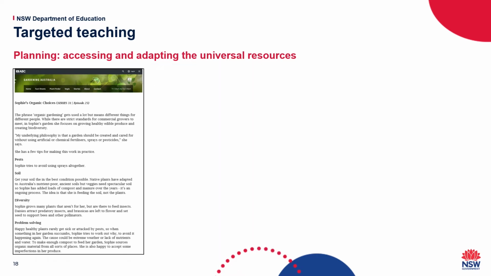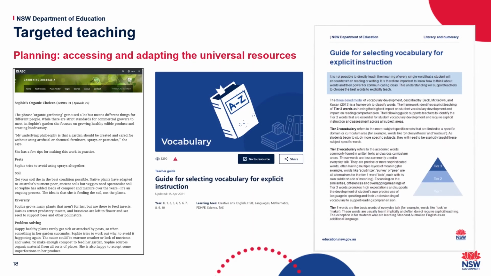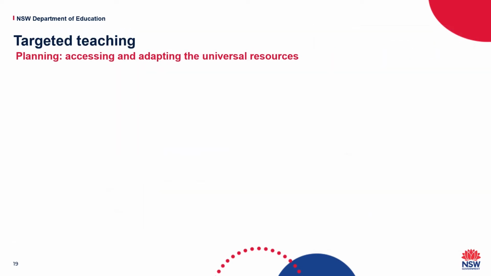Jacob also consults the Guide for Selecting Vocabulary for Explicit Instruction from the Learning Resource Hub to consider his focus on Tier 2 and Tier 3 words. He considers which Tier 2 words will support student development of more precise and sophisticated vocabulary, and which Tier 3 words are integral to student learning of topic concepts.